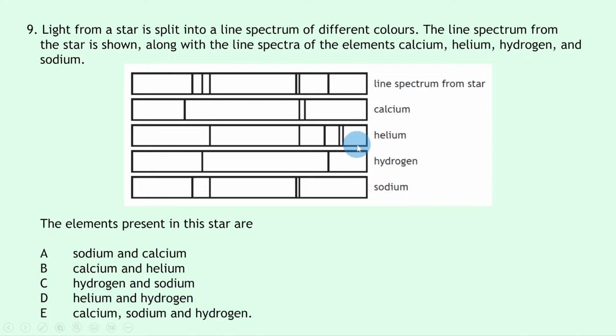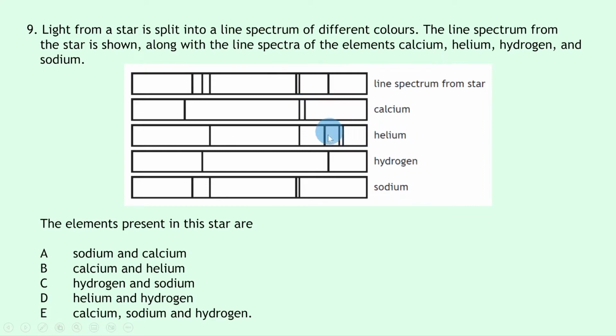And remember, the key to this kind of question is that if an element appears in the star, then all of the lines from the element are going to appear in the spectrum for the star. And if you're doing this on paper, you could use a ruler to make it easier to see which lines actually match up. Well, if we start with calcium, you'll see we've got a line here which doesn't appear in the spectrum of the star, and then we've got a line over here which doesn't, so that means calcium does not appear in my star.